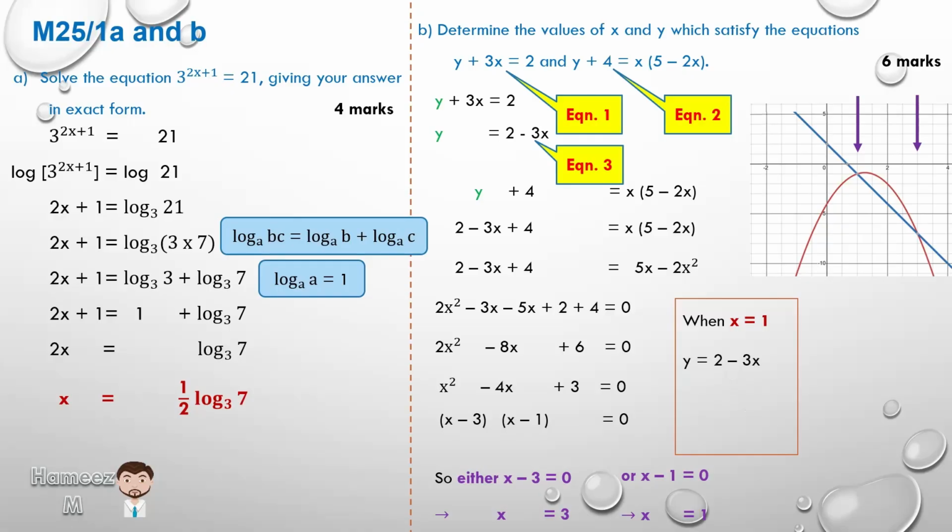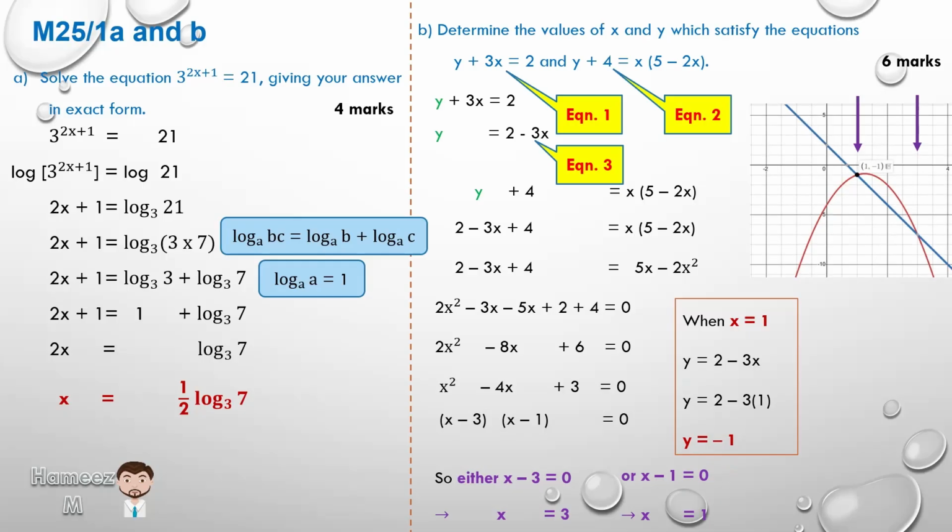And now let's substitute. y is equal to 2 minus 3 times 1. 3 ones are 3, 2 minus 3. So y is equal to minus 1. So at the point when x is equal to 1, y is equal to minus 1. Let's put that on the graph so we can see that point of intersection.